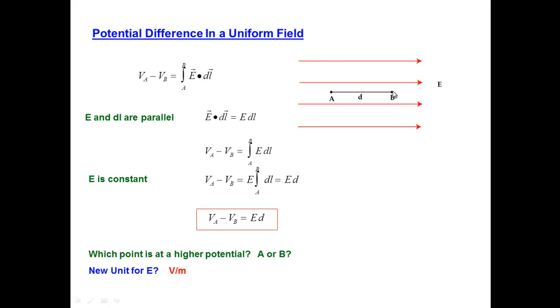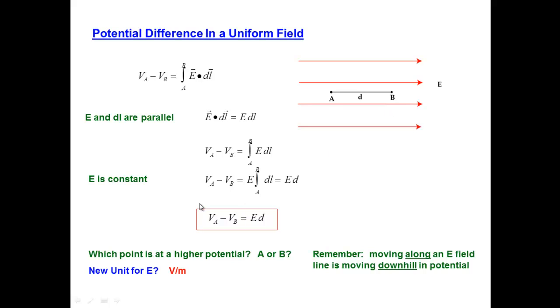Okay? And what this actually tells us is that there's a general principle, and this is good to remember, that when you move along an electric field line, you're always moving downhill in potential. You're always moving from higher to lower potential when you follow a field line.